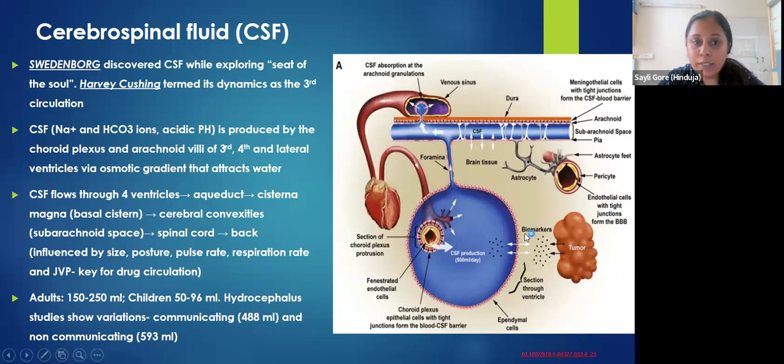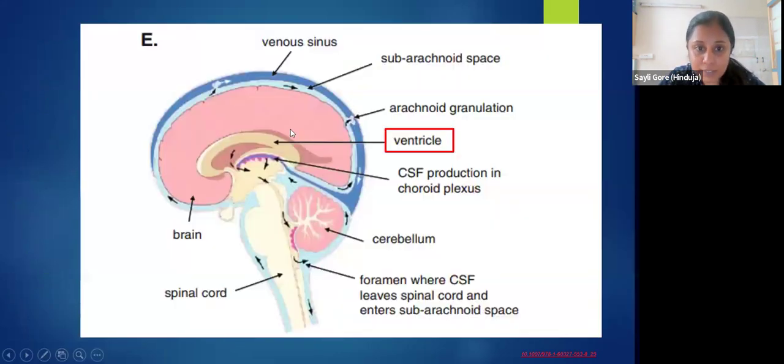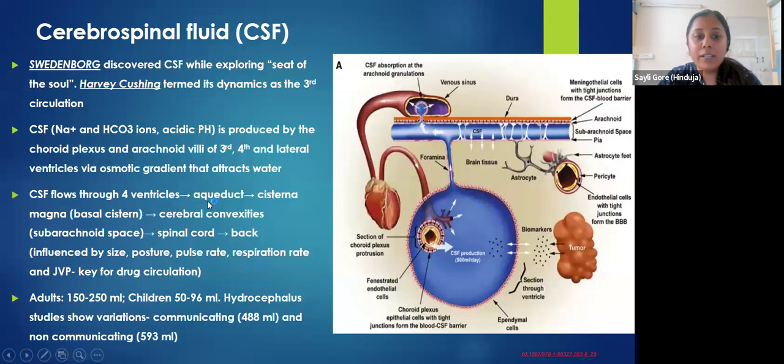Then CSF flows usually through the four ventricles, which we have seen in this picture. There are ventricles over here. It gets produced over there by the choroid plexus. It flows through the ventricles. It goes into the aqueduct, then the further basal cisterns, cerebral convexities, the subarachnoid space. It goes to the spinal cord and then goes back.